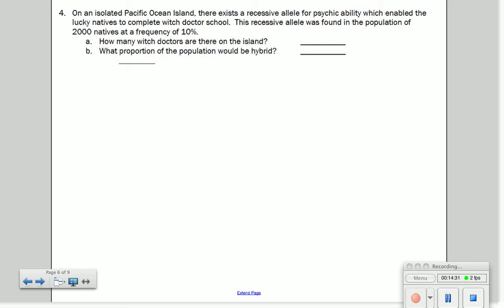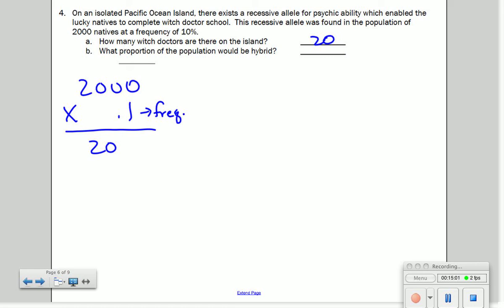So for that first one there, let's see, sorry, I lost my spot. 2,000, take that times 0.1, and you get 20. So that means on the island there are 20 witch doctors, because this was the frequency. And they say that the witch doctors have a recessive allele, so little r, or I don't know, whatever letter you want to use. Then it says what proportion of the population would be hybrid.